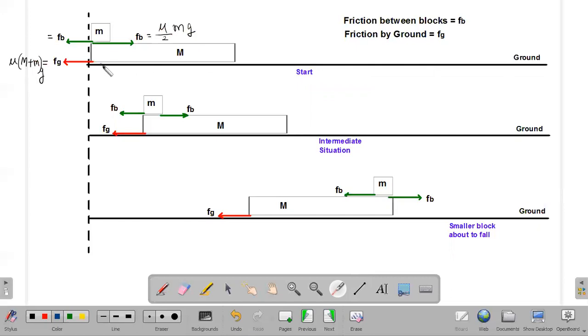So on the lower block, we have more force in the left side direction, less force in the right side direction. Ultimately, the resultant force on the lower block is towards the left, and due to this unbalancing of forces, the lower mass will have acceleration in the left side direction. Notice, the acceleration of this lower block will be towards the left side. This is the acceleration of capital M mass, and I can write it as friction by the ground, mu (M + m) g, minus friction by the blocks, mu by 2 mg, and this whole divided by the mass of this body, capital M.